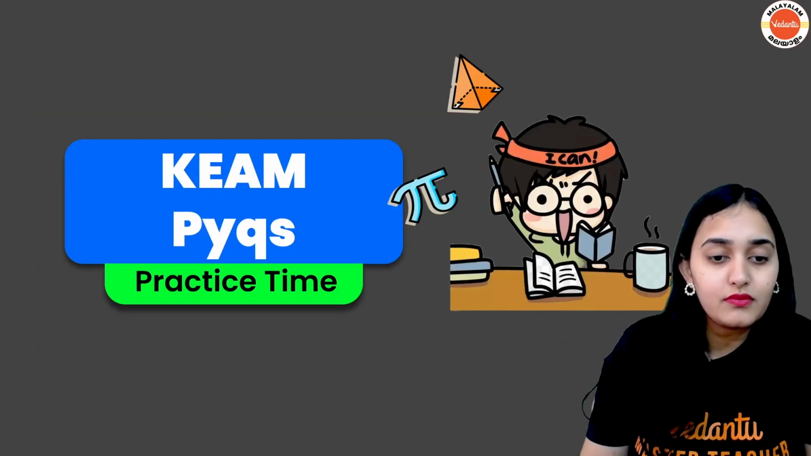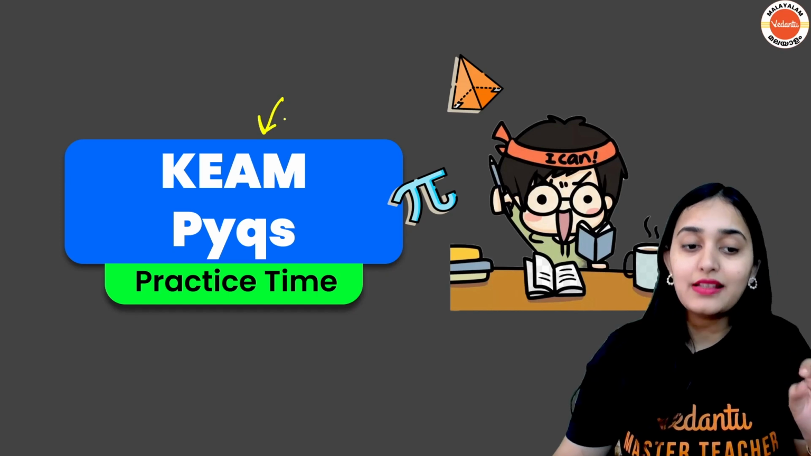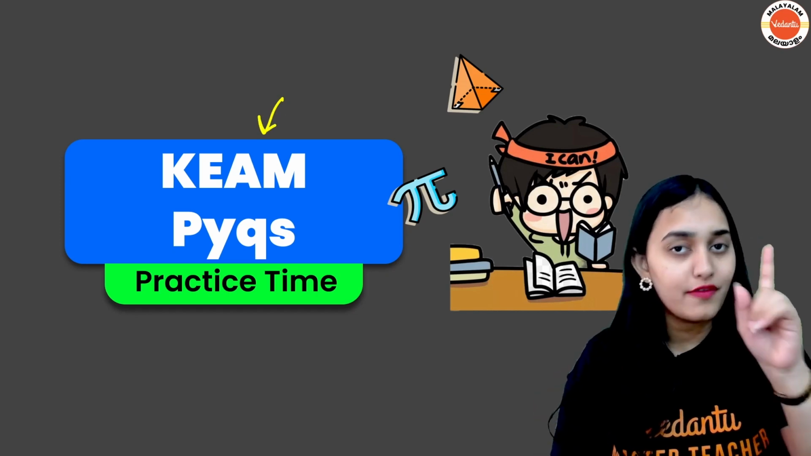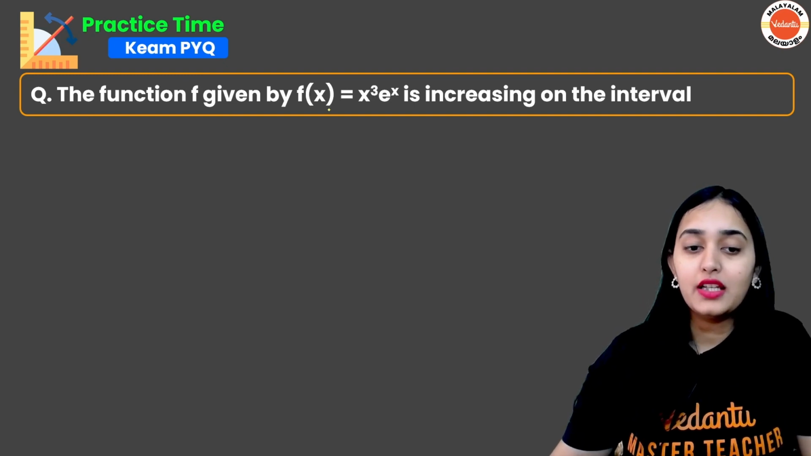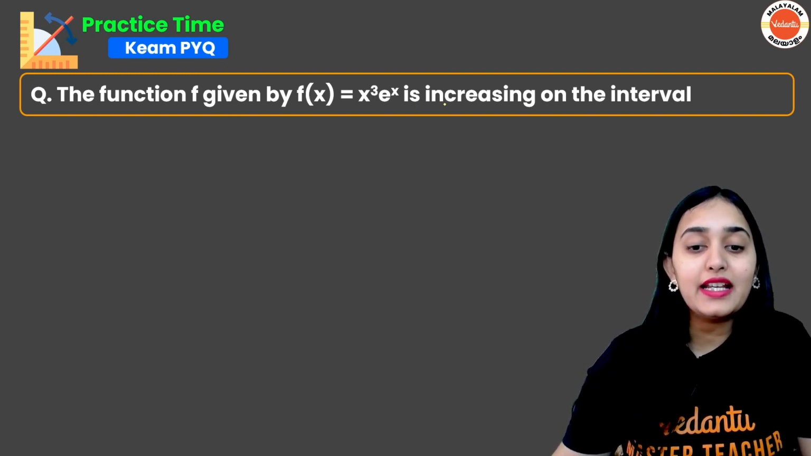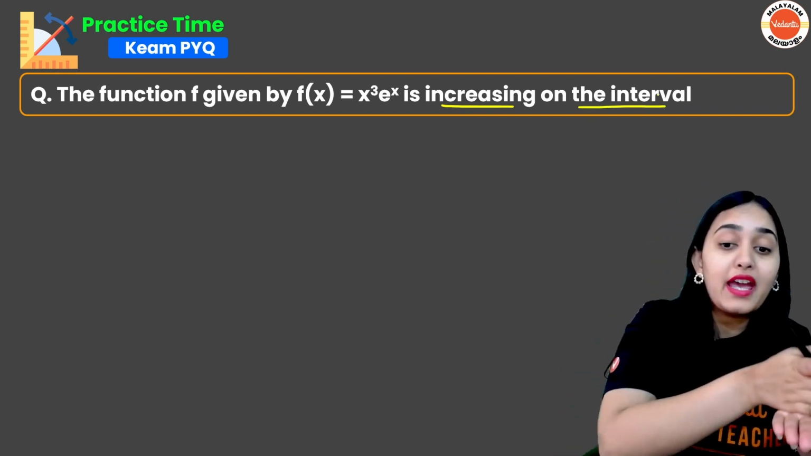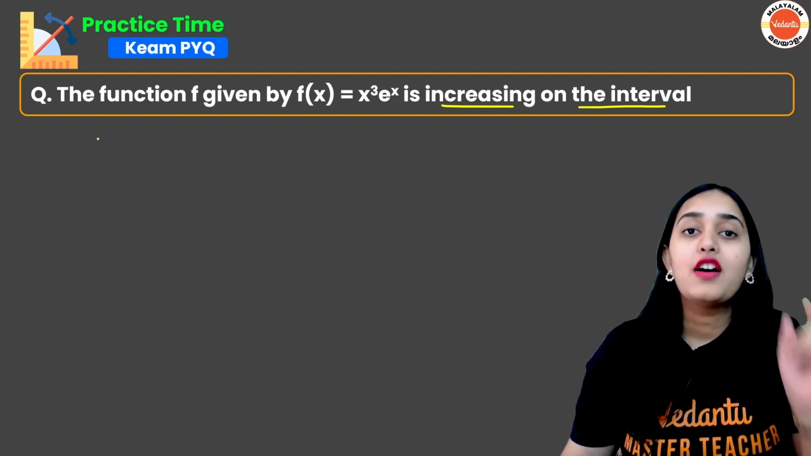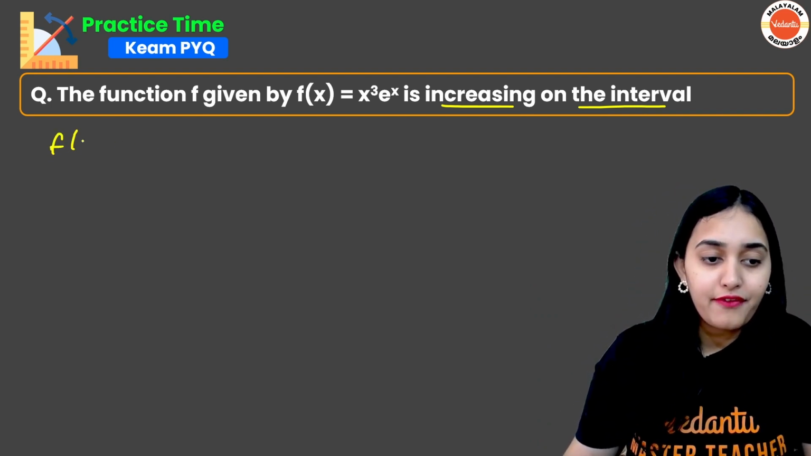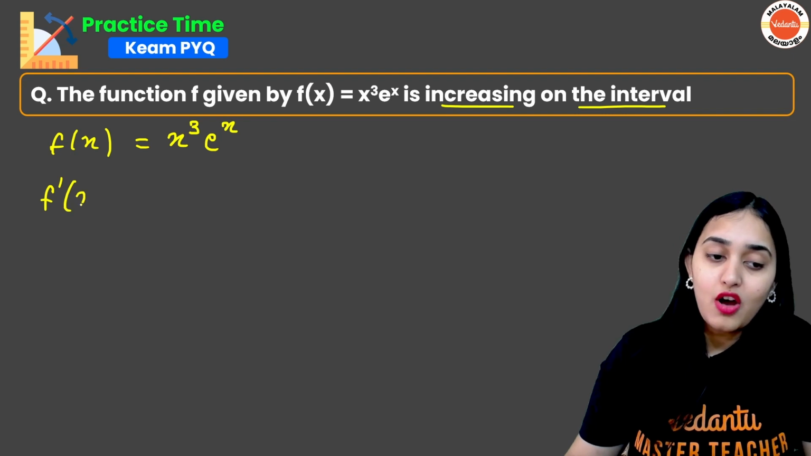Okay. Now, let me show you some previous year questions asked in the KEAM exam of this particular topic. Okay. This is a function f of x. Find it is increasing on which interval, from where to where it is increasing. You have to find that. Step number 1, you have f of x is equal to x cube into e to the power x. You will find out f dash of x.